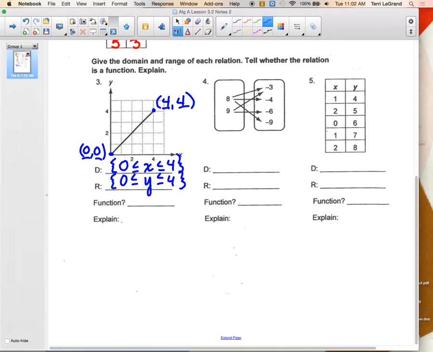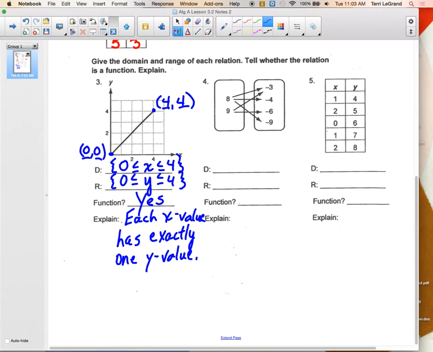Is this a function? Yes. Okay. Why? Cody? Each x value in that domain has exactly one y value. Each x value has exactly one y value. And does the graph show that? Does the graph support that each x value has exactly one y value? How does the graph support it? What did we say earlier about graphs? What's going to be true if you have a function in a graph, Aurora?